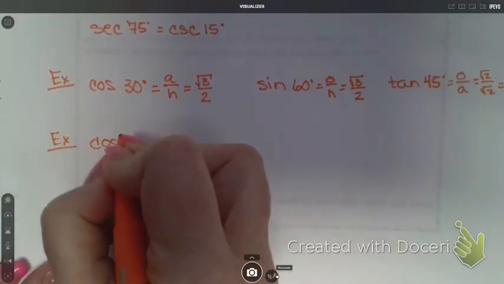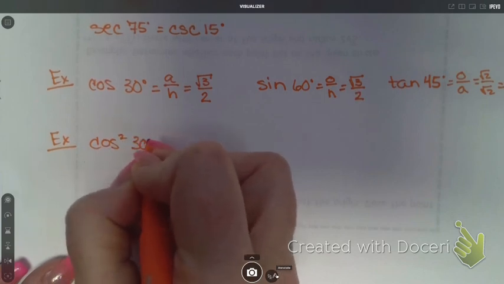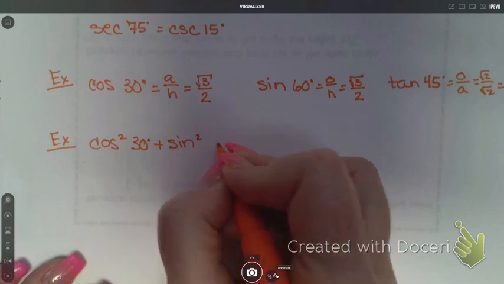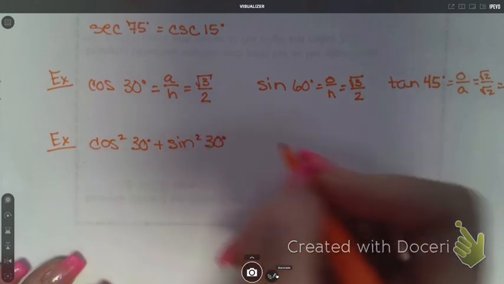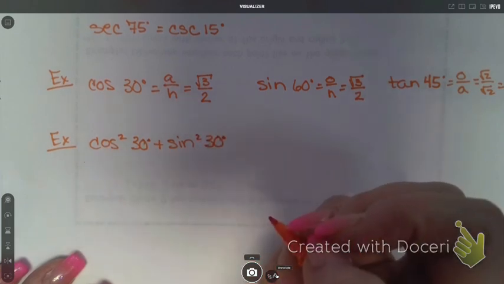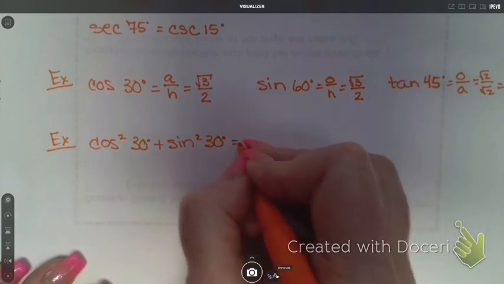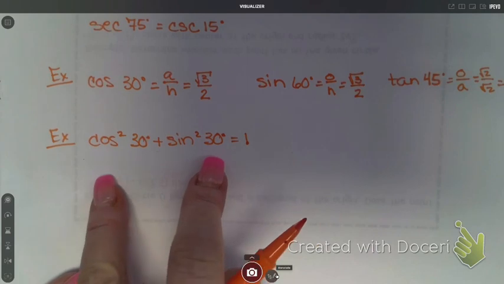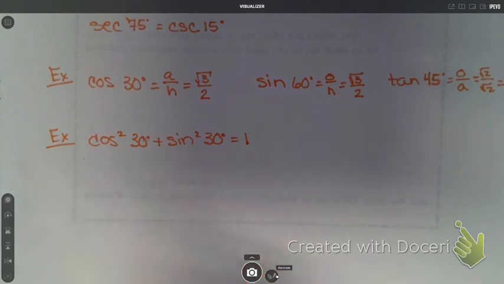Cosine squared of 30 degrees plus sine squared of 30 degrees is 1. So we need to show it's true. I've told you that's the Pythagorean identity, correct? Okay, I've told you it was true. We did the math and found it, right? But now you got to prove it with numbers.